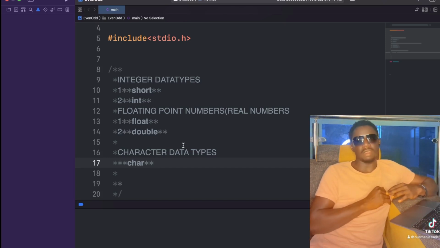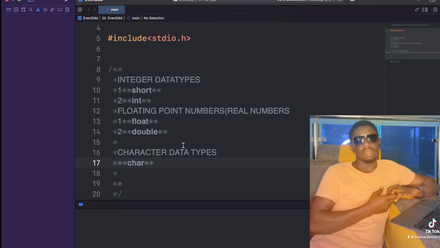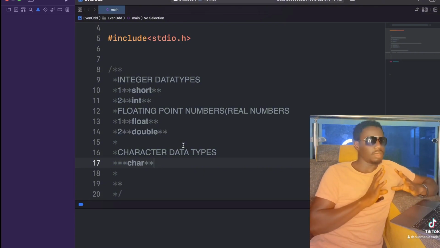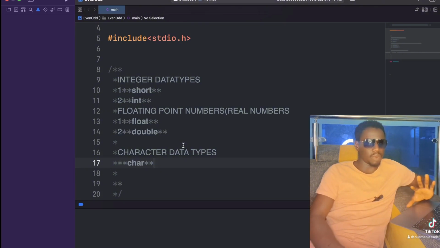But before explaining about declaration, we should understand how the data types work and the kind of data the computer can process. When it comes to computers, they can only understand zeros and ones. Those zeros and ones can be either character data types or numbers. So numbers can be categorized into different parts. We have what you call integer data types and floating point data types.